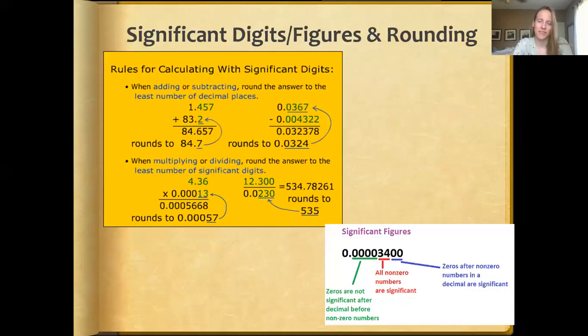Significant digits or significant figures are just a way of determining how many decimal places you need to use. To be completely honest, I don't care if you know your significant digits or significant figures. I would say just keep 3 or 4 decimal places as you're doing your calculations, and then round to 1 or 2 at the end, okay?